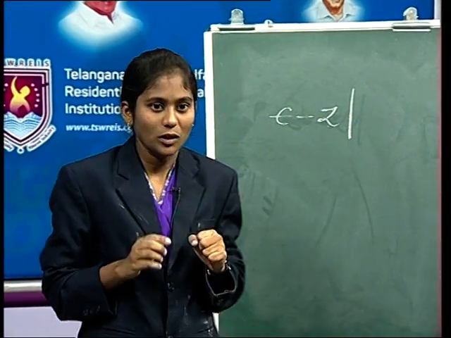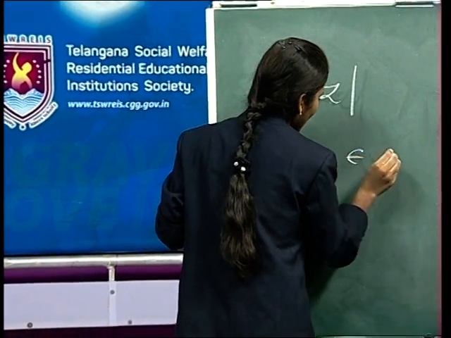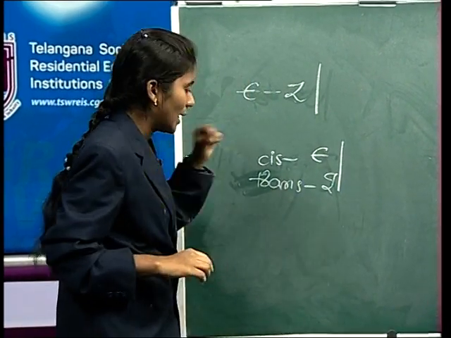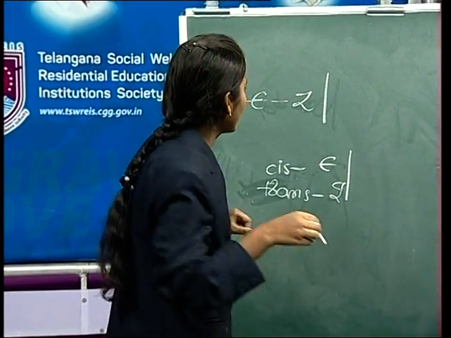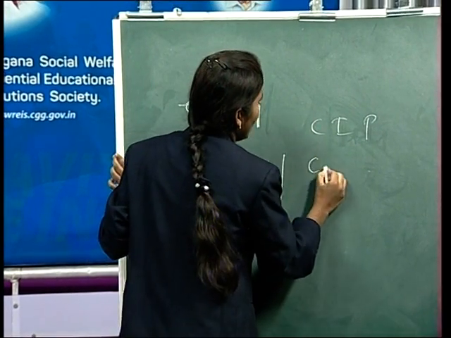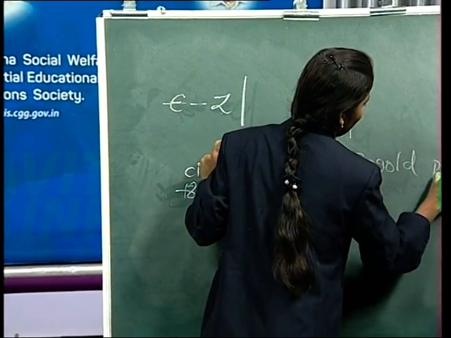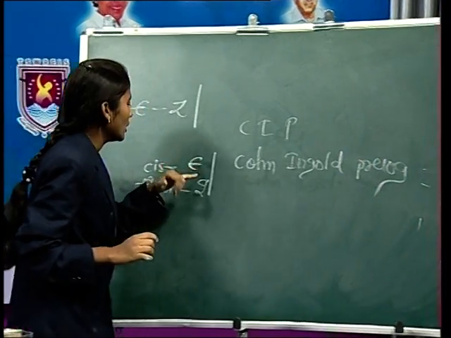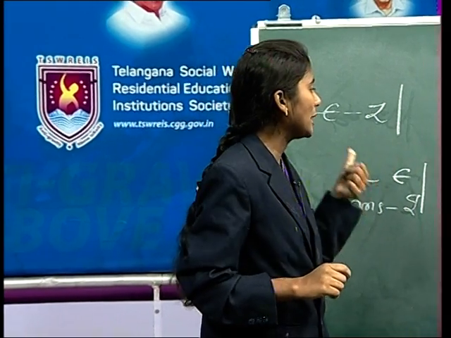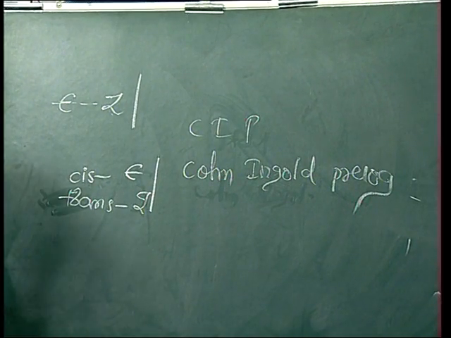The E-Z nomenclature is, for example, where E is called as cis and Z is called as trans. The E-Z naming is based on the CIP system. What is the full form of CIP, friends? CIP is Cahn-Ingold-Prelog. So the CIP system depends only on the Cahn-Ingold-Prelog priority rules.